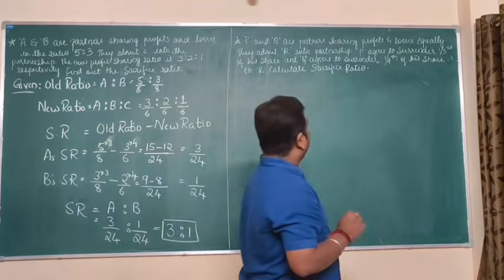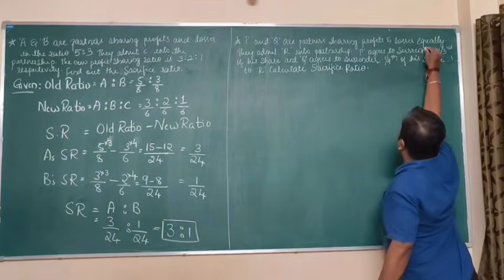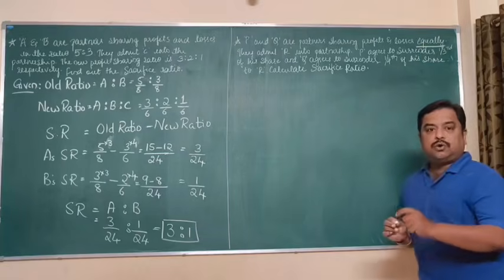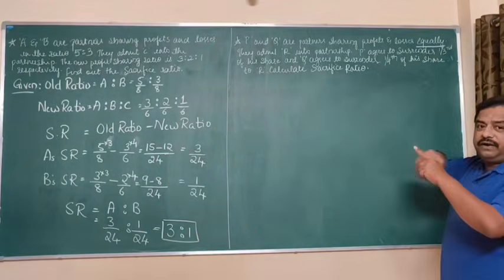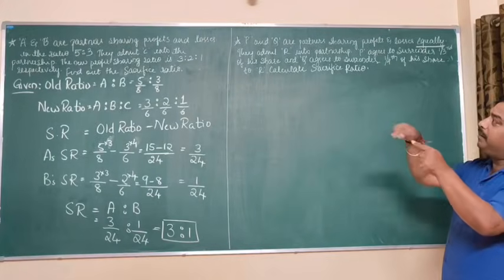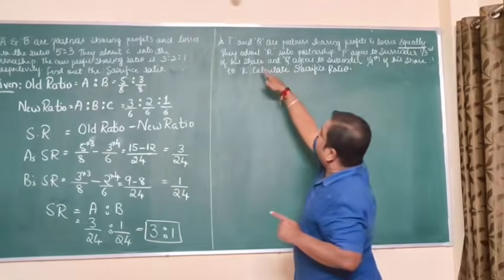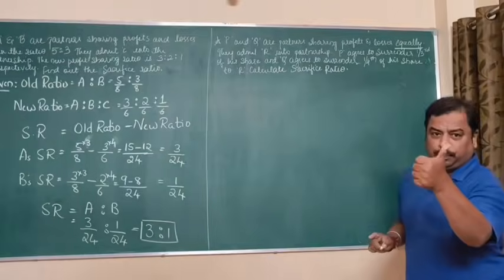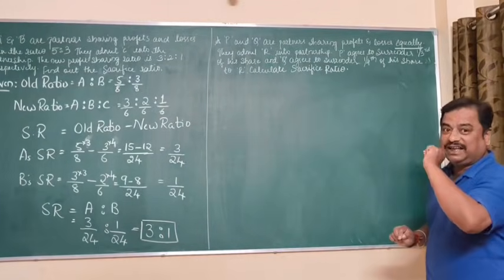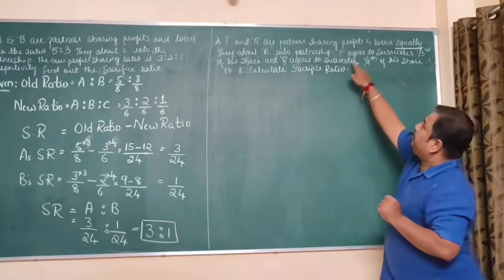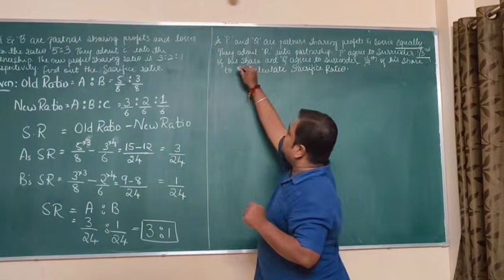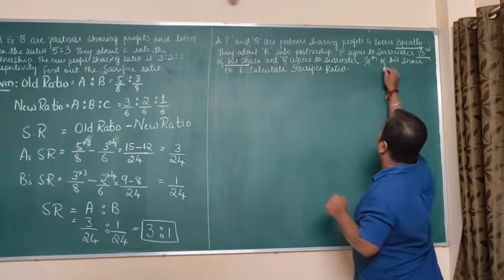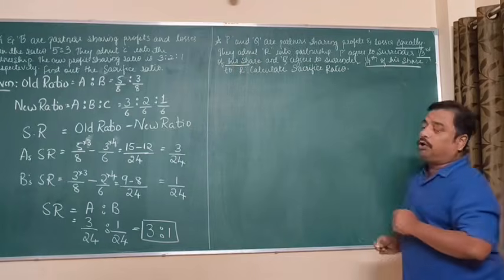P and Q are partners sharing profits and losses equally. So who are the old partners? P and Q. How are they sharing the profits? Equally. 1 is to 1. 1 by 2, 1 by 2. They admit R into partnership. So new partner is R. Now see the change in the question, students. P agrees to surrender 1/3 of his share and Q agrees to surrender 1/4 of his share.